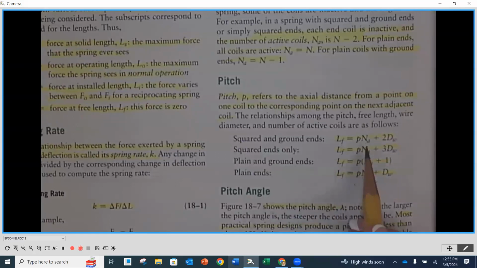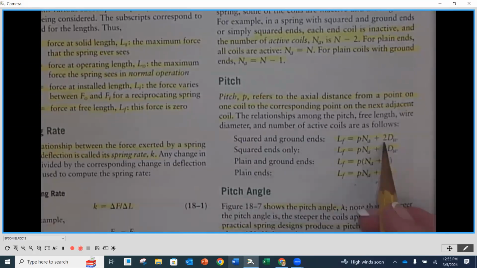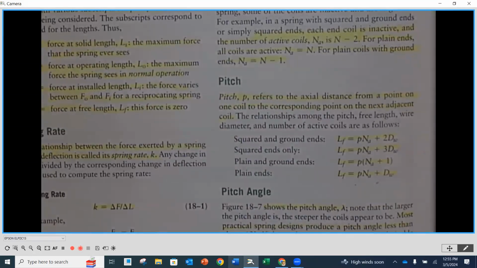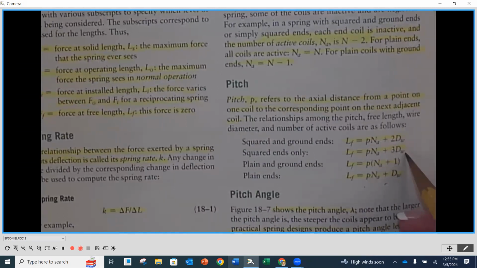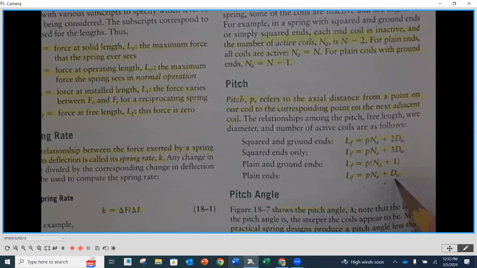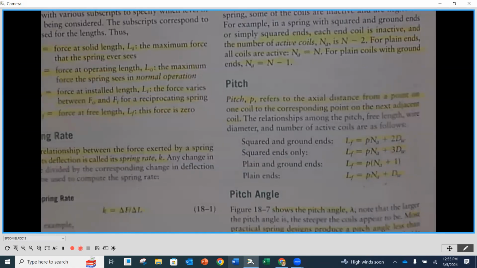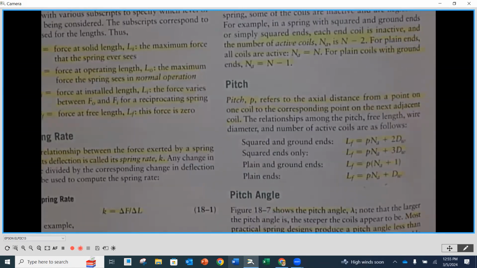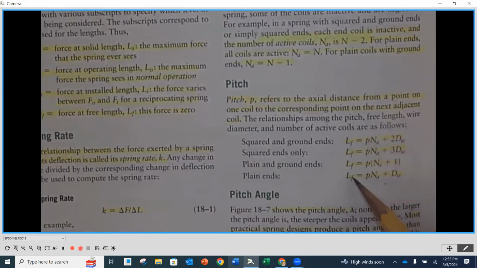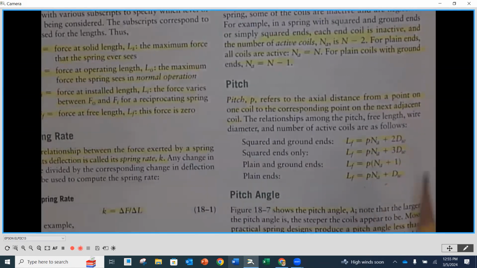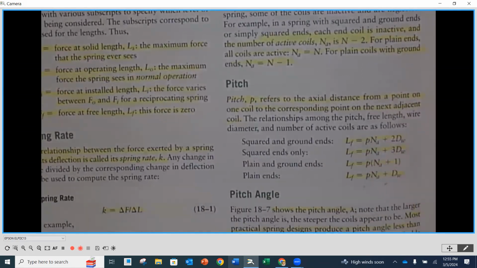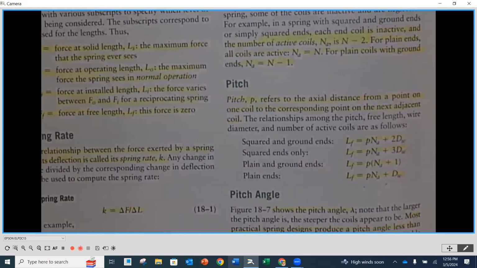And then once we identify that, we're going to add either 2 times the wire diameter, or 3 times the wire diameter, or just 1 time the wire diameter, or not at all, depending. And then this is going to be how we can find our free length, knowing those, or we can rearrange to solve for our pitch. And you'll get that opportunity in the problems that we do. All right, so we'll be back to this to help make sense of it.